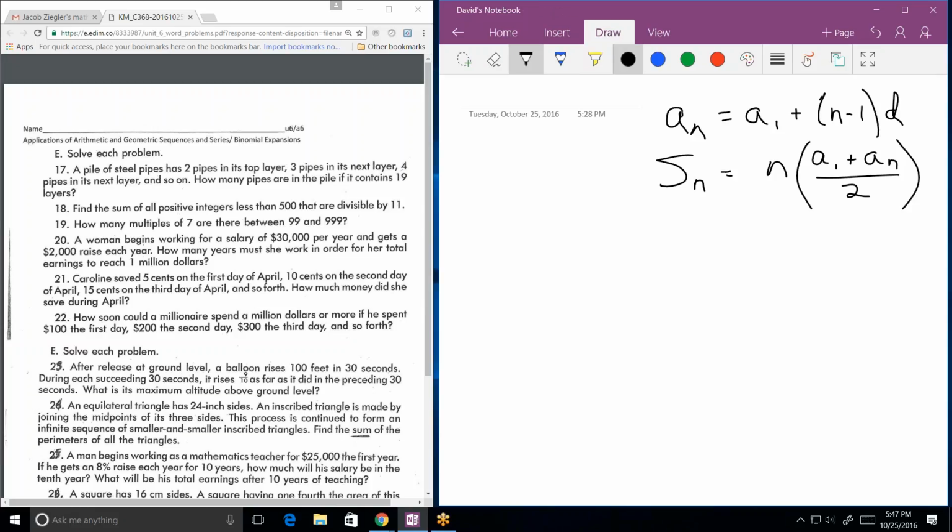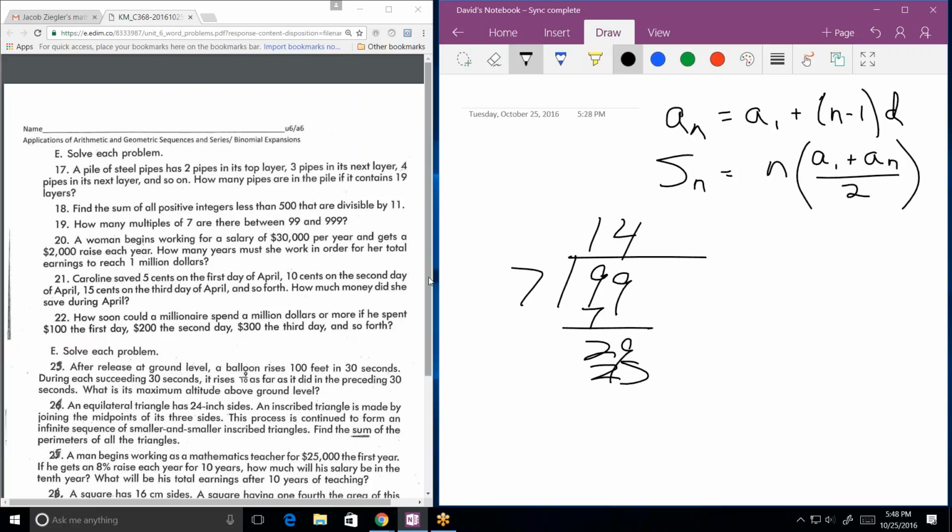What's the first multiple of 7 after 99? Divide 7 into 99. Would be 105. Hold on, you get 14 with a 1 remainder, right? Which means 7 times 14 is 98. So our sequence doesn't begin at 98, it begins 7 after 98. So the first term of our sequence is 105. You figure how I got that?